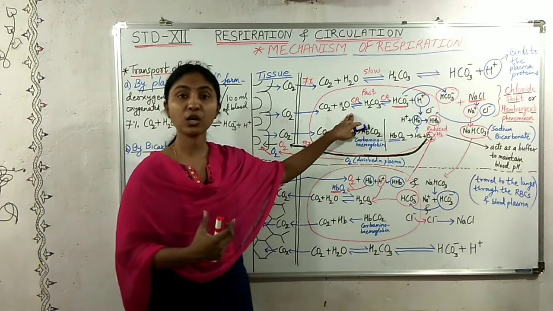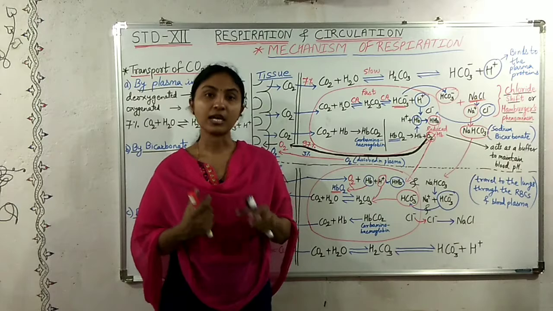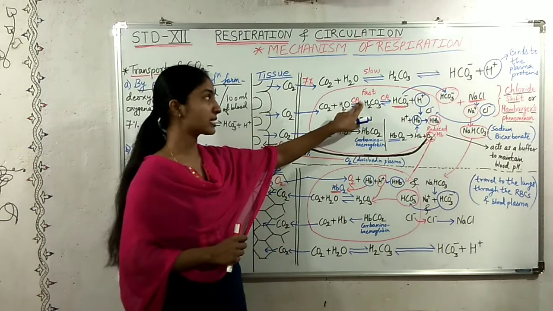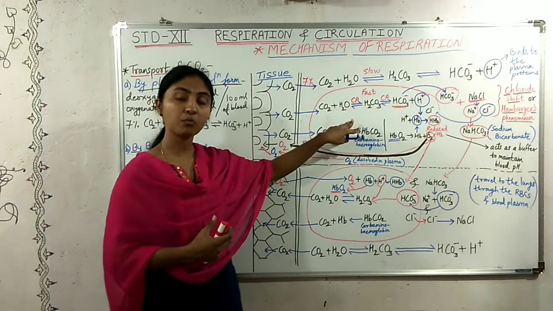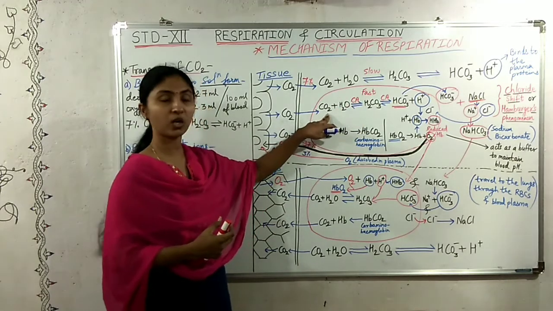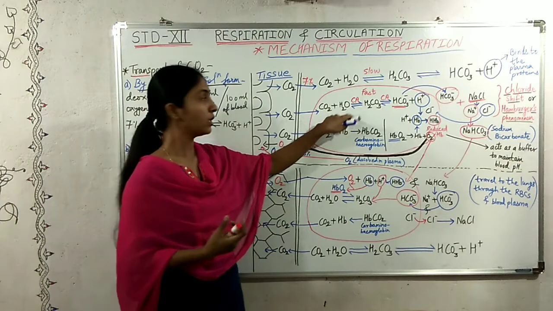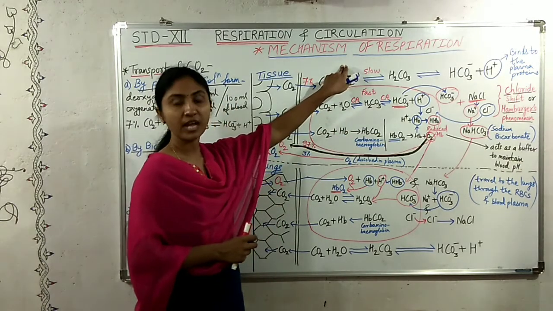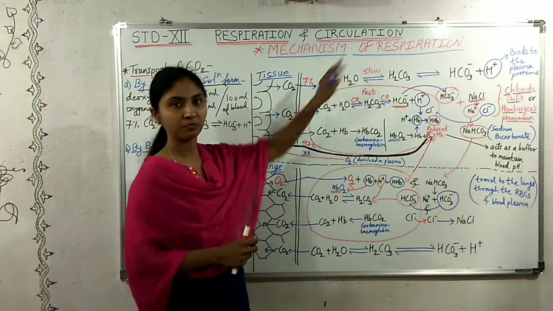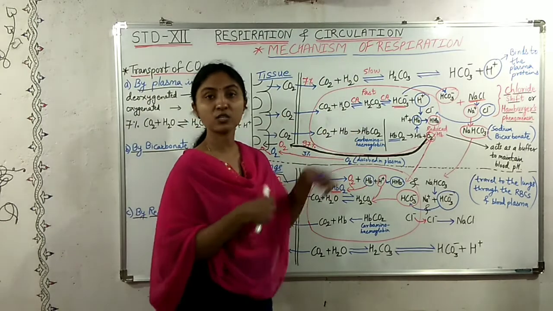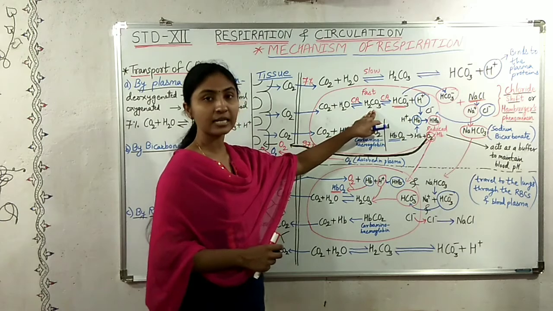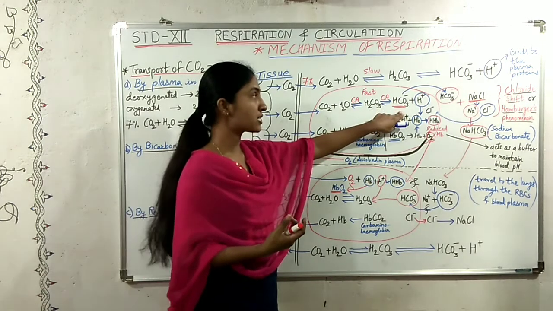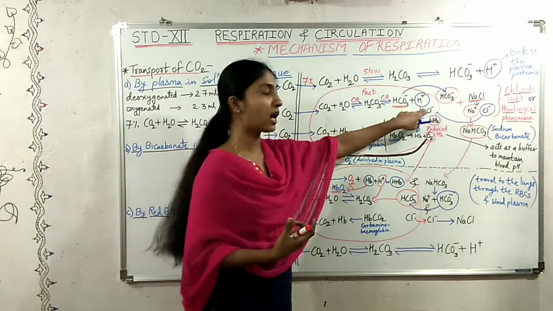Why? Because here in the RBCs, a zinc containing enzyme is present, that is called carbonic anhydrase. This carbonic anhydrase helps the carbon dioxide to combine with water to form carbonic acid very quickly as compared to the reaction which occurs in the blood plasma. This carbonic acid, as it is unstable, splits up into bicarbonate ions and hydrogen ions.